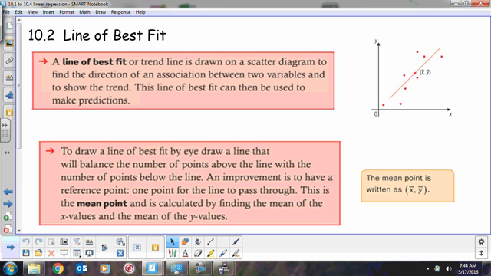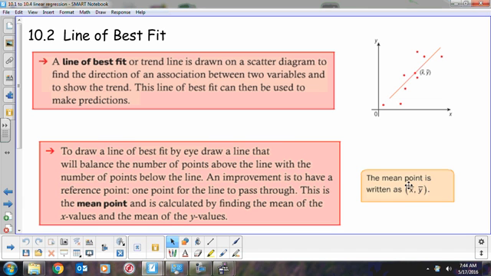All right. So now this is a line of best fit. This is what you would be finding. A trend line is drawn on a scatter diagram to find the direction of an association between two variables and to show the trend. This line of best fit can then be used to make predictions. So notice x bar, y bar. That's going to be an important point, so remember that. That's the mean point. That means the mean of the x's and the mean of the y's.